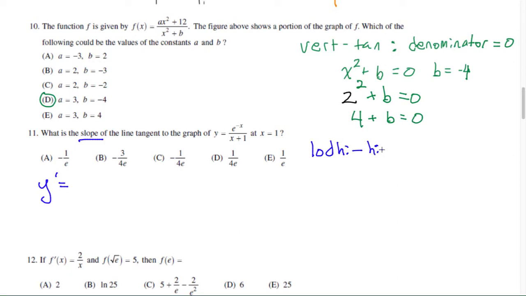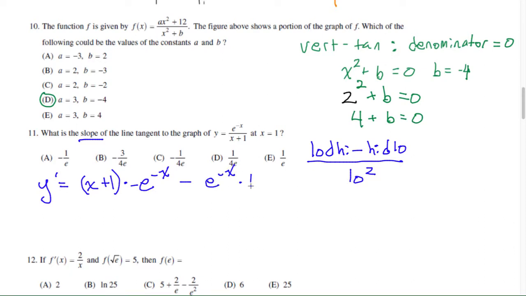Lodi high or Hi-D low? It's Lo-D high. You always start low, but you're going to end high. Lo D-high, minus high D-low, always start low, all over low low. All right, so low is x plus 1. D high: what's the derivative of e to the negative x? There it is, negative e to the negative x. That's going to be subtracting high, which is e to the negative x, D low. Derivative of low is just times 1. All of this over low low, which is just x plus 1 quantity squared.